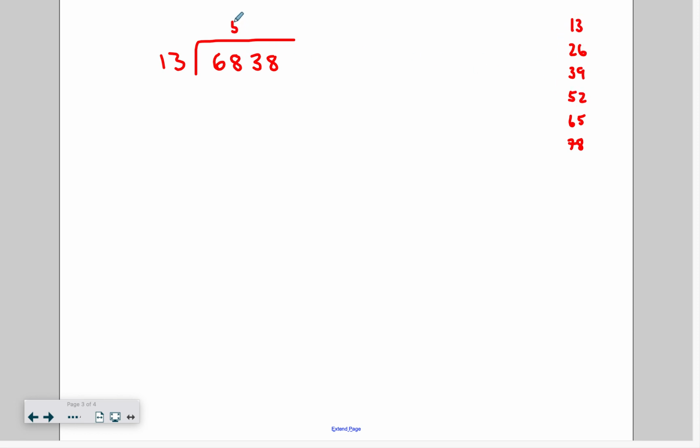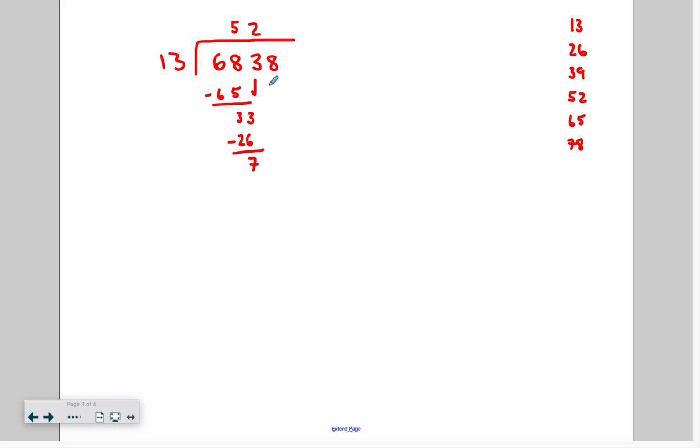I can subtract. And we're trying to not use a calculator. Now, you can check your answer on your homework with a calculator. But 5 times 13 is 65. Subtract. We get 3. 8 minus 5 is 3. Bring the 3 down. And then that'll be a 2, because 26 is the largest multiple smaller than 33.